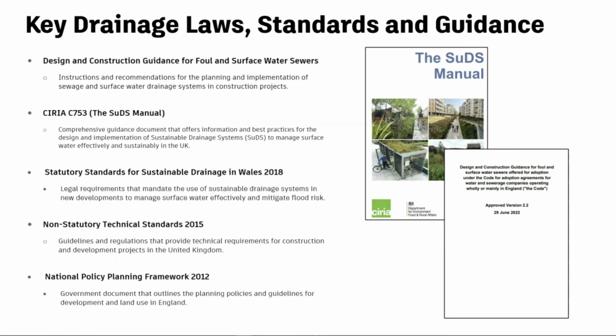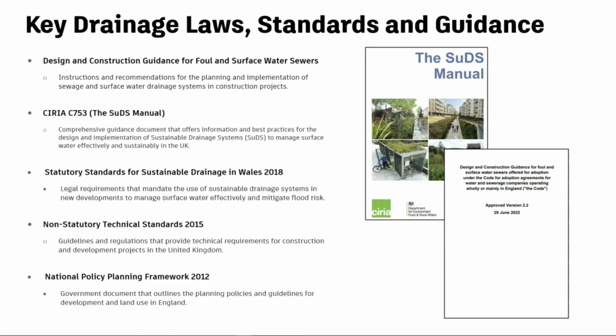In this industry, there exist several key policies, standards, and guidelines that are important to understand. To begin, we have the design and construction guidance for both foul and surface water sewers. Historically referred to as sewers for adoption, these standards guide the design of new systems for eventual adoption by local authorities or water and sewage companies, hence the name sewers for adoption. In any case, this document offers comprehensive, in-depth guidance concerning the design of structures such as pipes and manholes.